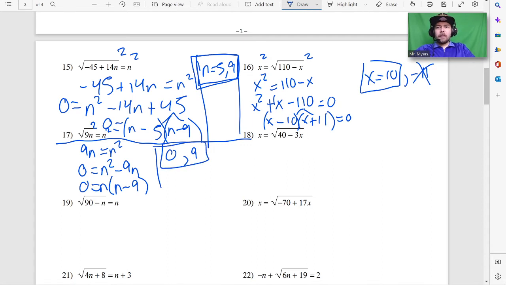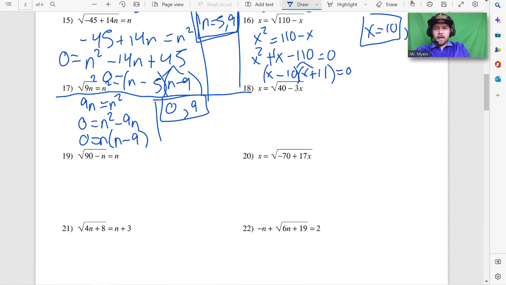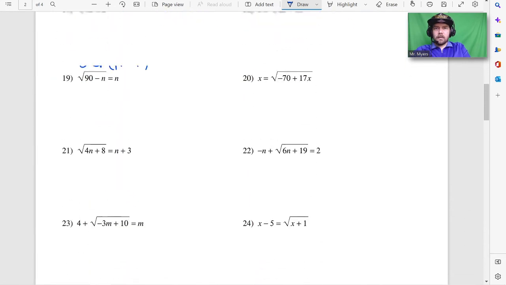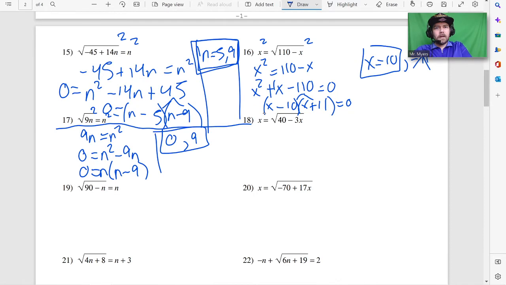And we talked about that a little bit last time. Whenever you have a square root equal to an n like that, then the solutions are always going to be 0 and the number under the radical. That's the only one that came up on this worksheet because the rest of them get a little harder as we go here. Okay, moving on.